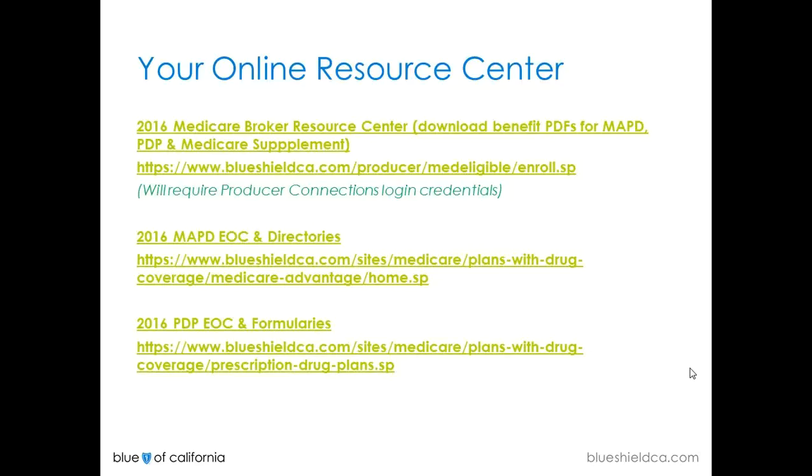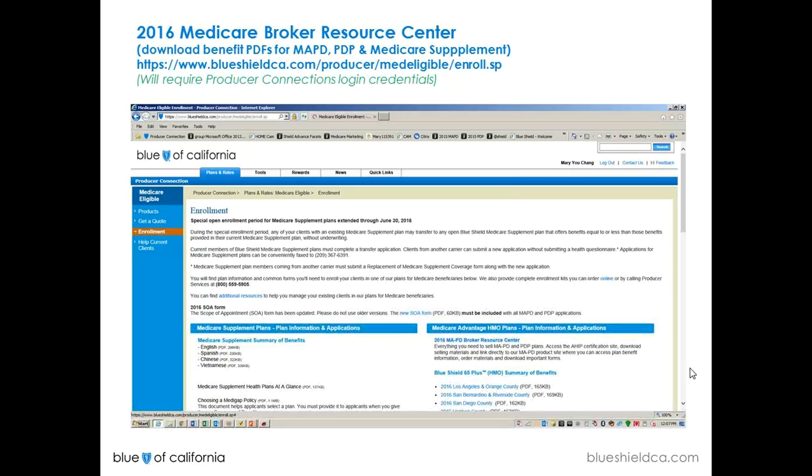Right? So, Emmanuel, we can go to the next page, please. This is a screenshot of what the Medicare Broker Resource Center, which is the first link that I showed you earlier, offers. So you can see on the left-hand side, it would be for Medicare Supplement, and on the right-hand side, it would be for Medicare Advantage plans and also PDP plans. On the Medicare Supplement side, we do have a summary of benefits in English, Spanish, Chinese, and Vietnamese. And Medicare Advantage, we also have multiple languages available. Next, please.